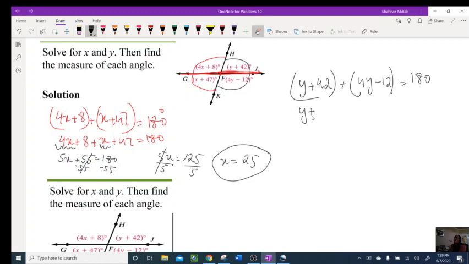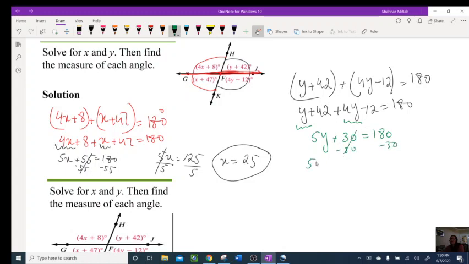So combine like terms. Let's take out the parentheses first and combine like terms. So what are my like terms? Y and 4y. So it will make it 5y. 42 subtract 12 will give me 30 positive equal 180. Subtract 30 both sides because 30 has to jump over the equal. 180 subtract 30 will give me 150. You divide 5 both sides, it will give me y equal 30. So I already found x and y. So that was one part of the question, find x and y's.